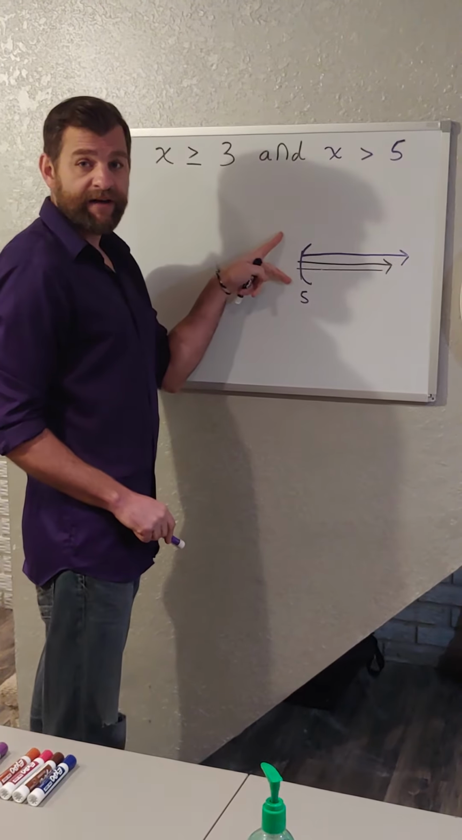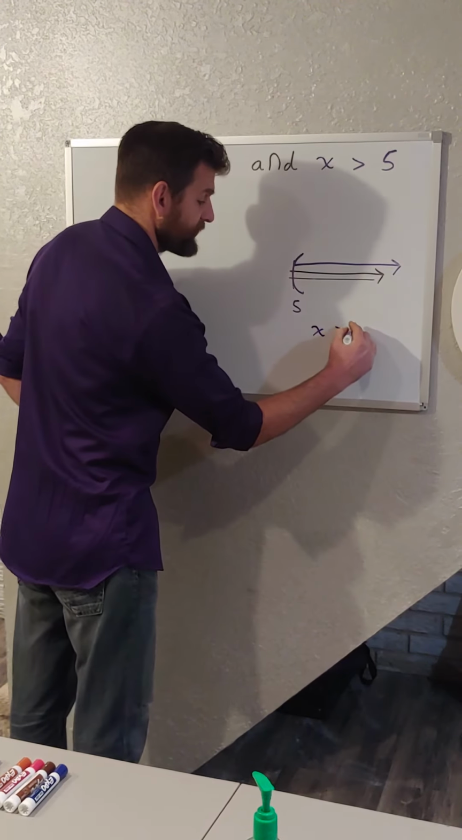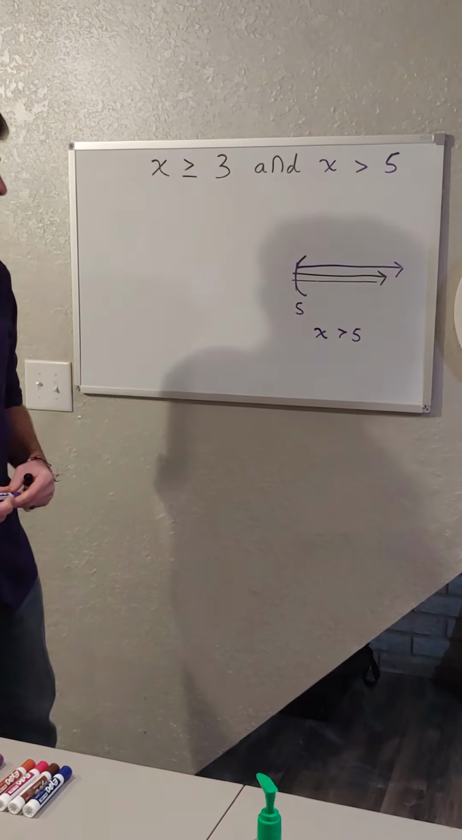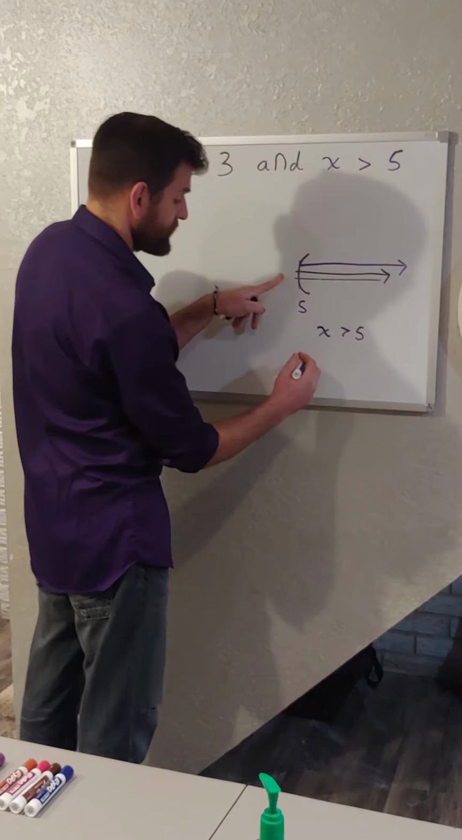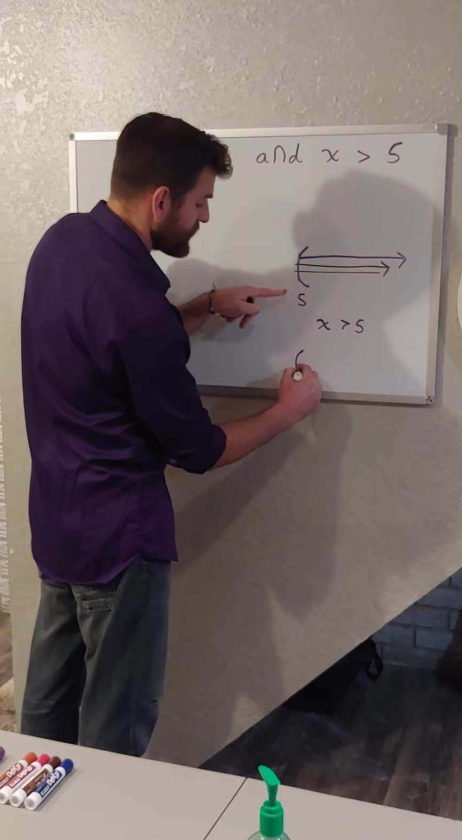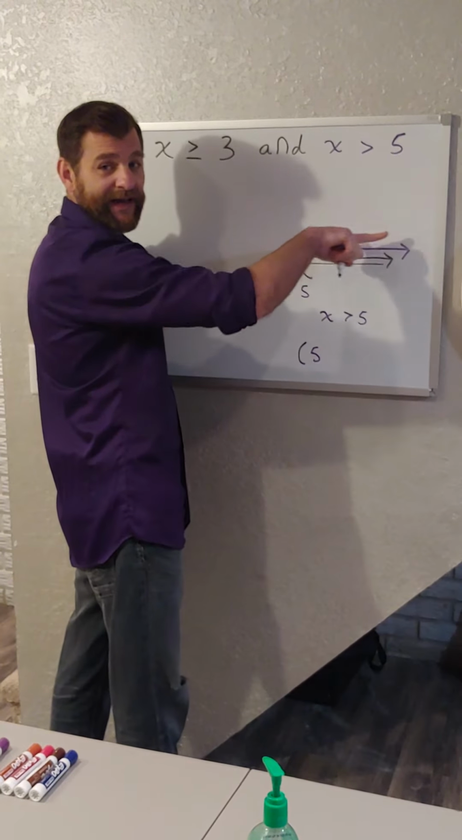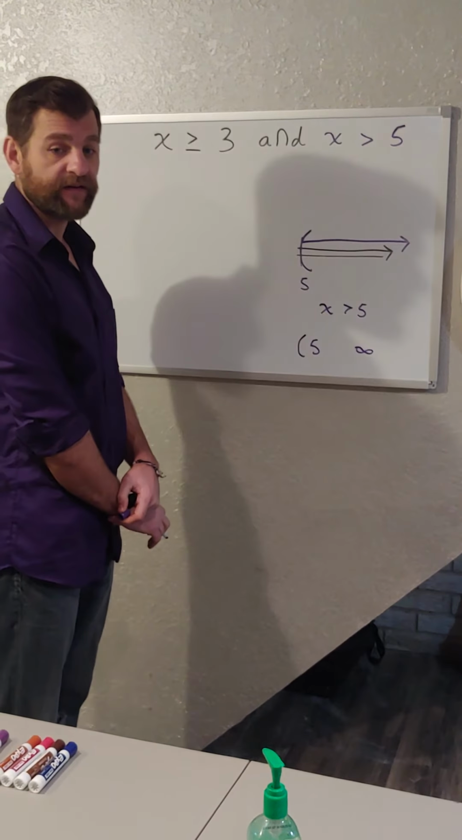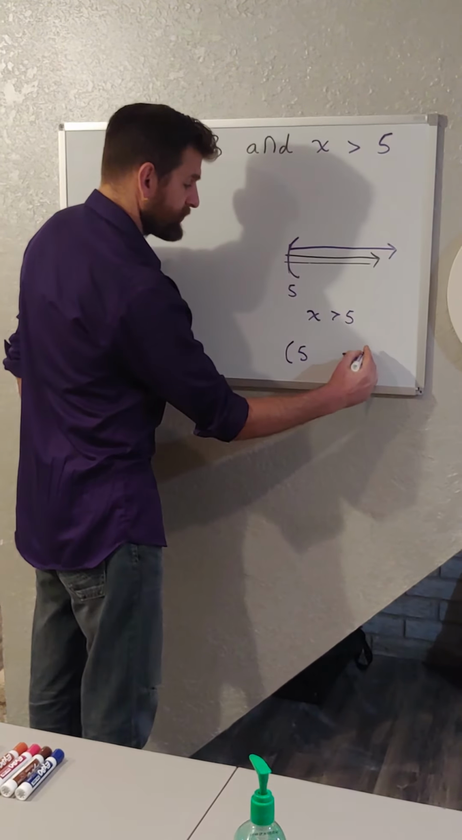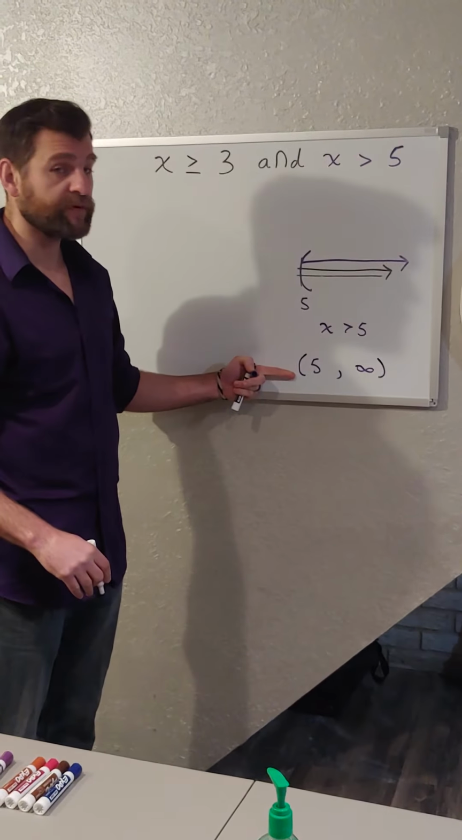So this would be your graph. This would mean x is greater than 5. And if they ever ask you to put this in interval notation, you drop your parenthesis down, you drop your 5 down. Because this is going on for infinity, we're going to put an infinity sign there. Parenthesis, comma. So that's interval notation.